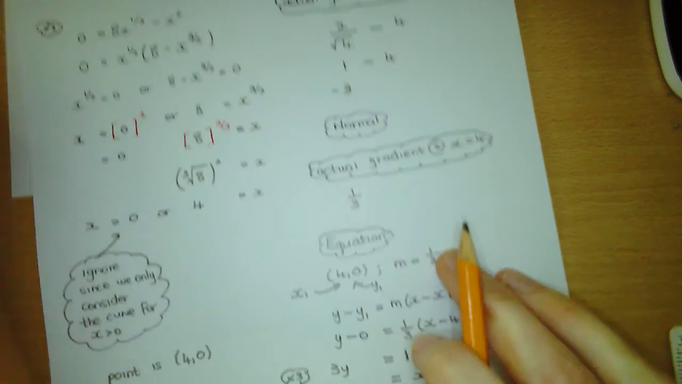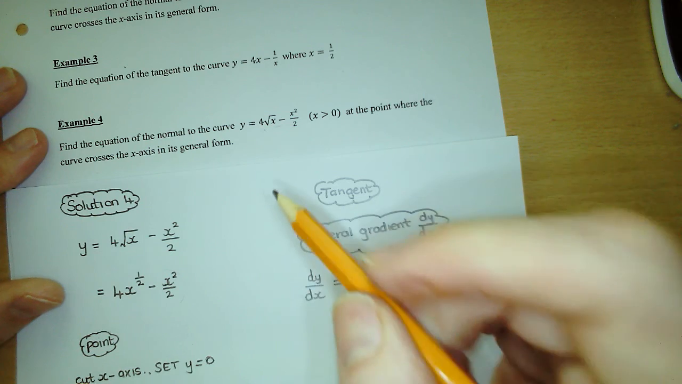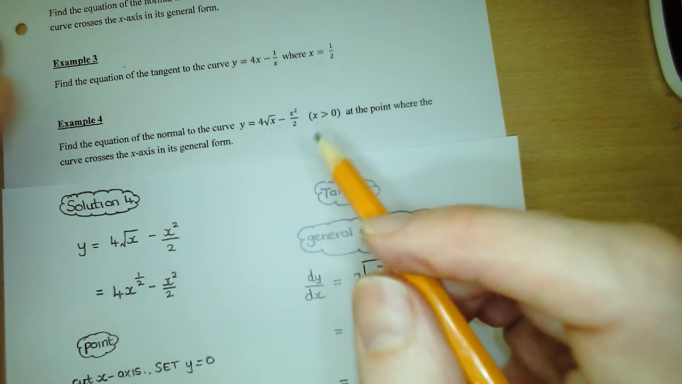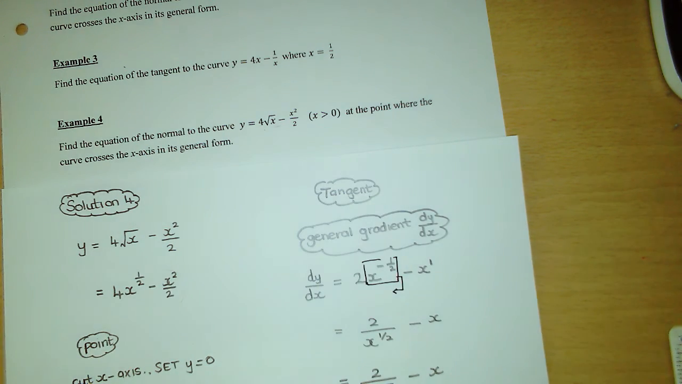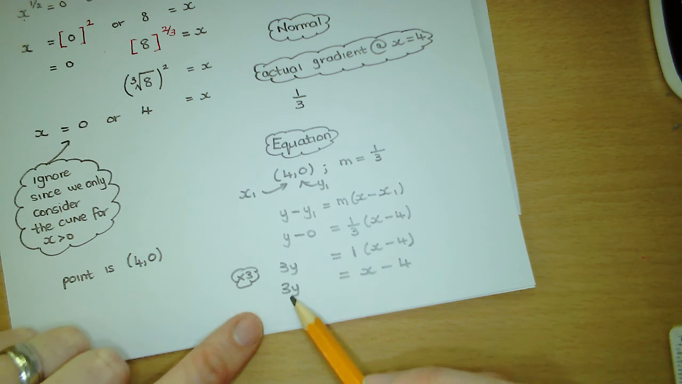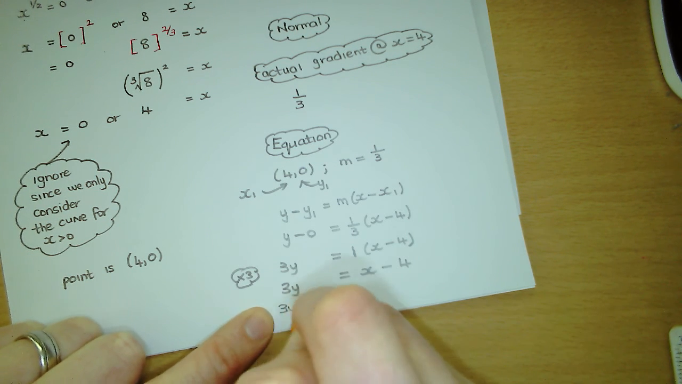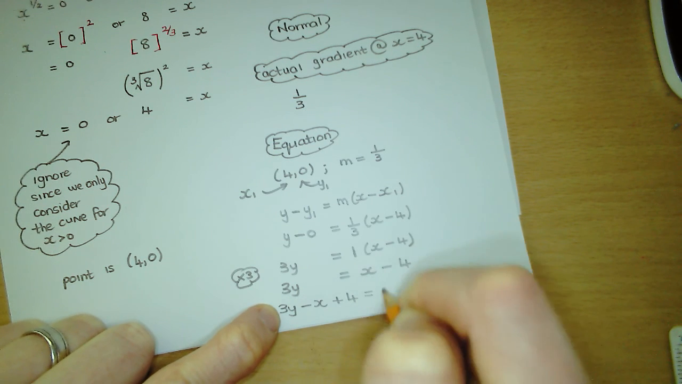Now, it's said in this question to give your answer, go back to it, in its general form. So general form means that move all the terms to the same side and make sure there's no fractions in your answer. So it's equivalent to me saying give your answer in the form ax plus by plus c equals 0, where a, b and c are integers. So if we go back to where we are, I'm just going to shift x and minus 4 over to the left. You could equally shift 3y over to the right, but it doesn't matter. So I'm going to have 3y minus x plus 4, and that's equal to 0.